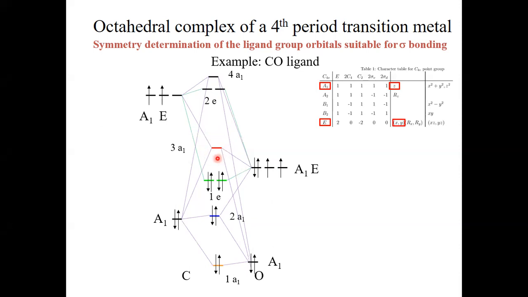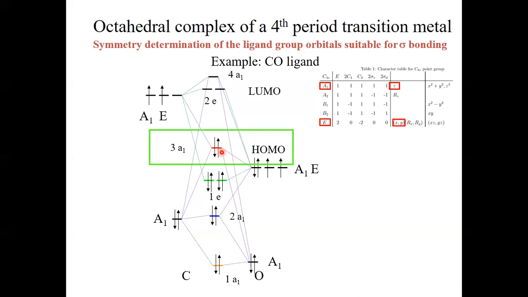And last but not least, we fill this 3A1 orbital here. And now we have 10 electrons. So this makes this orbital here the highest occupied molecular orbital. And this orbital here, or these two, are the lowest unoccupied molecular orbitals.